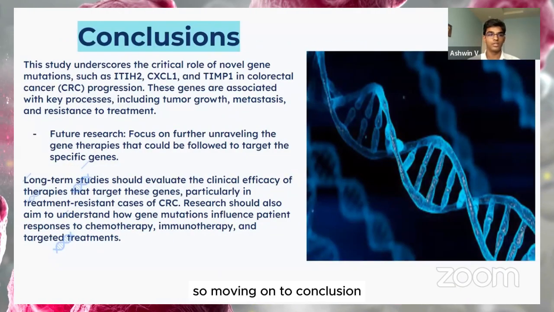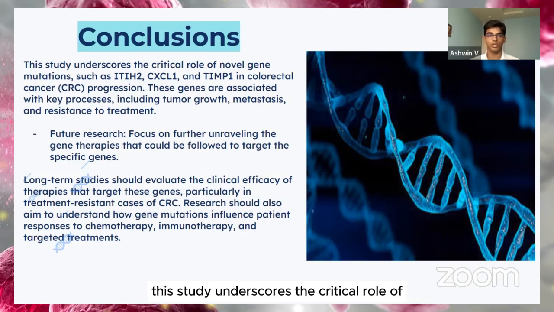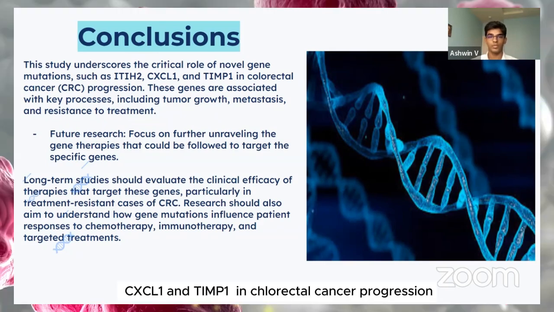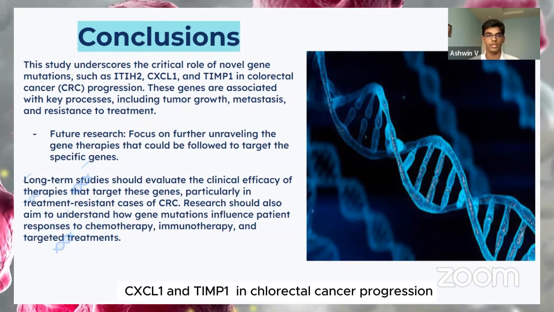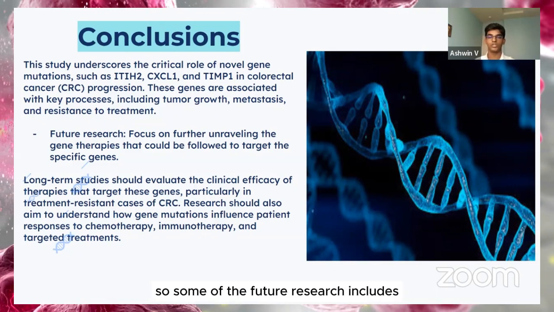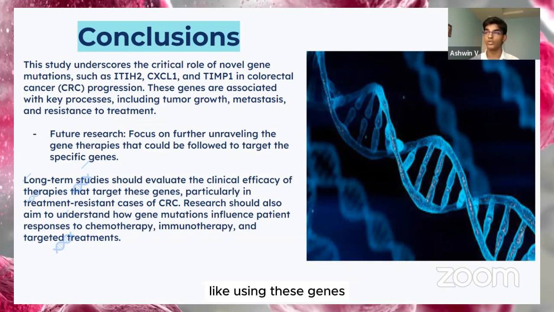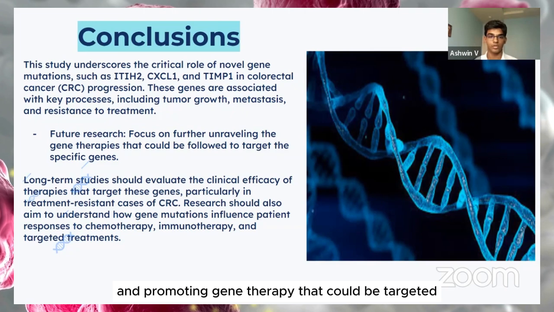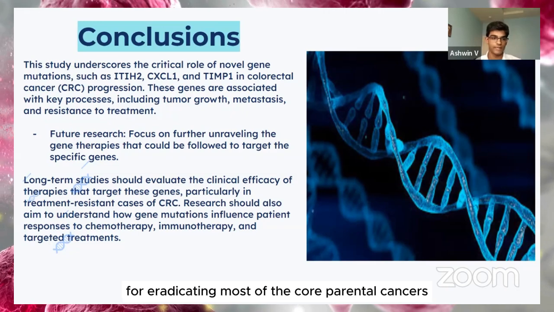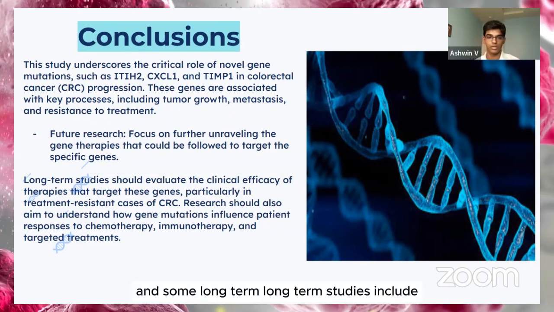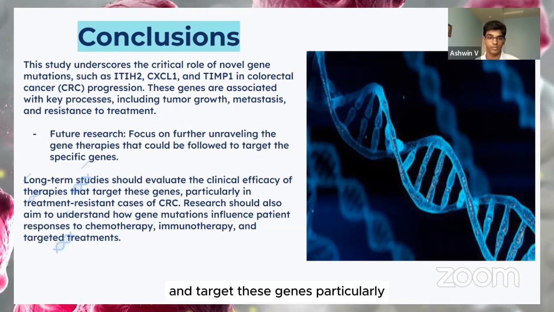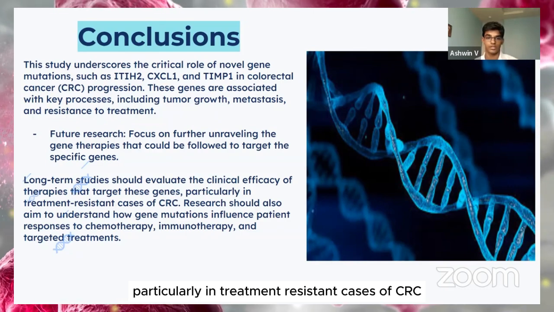So moving on to the conclusion, this study underscores the critical role of gene mutations such as ITIH2, CXCL1, and TIMP1 in colorectal cancer progression. And these are associated with tumor growth, metastasis, and resistance to treatment. Some of the future research includes using these genes and promoting gene therapy that could be targeted for eradicating most colorectal cancers. And some long-term studies include evaluating the clinical efficacy of these therapies that target these genes, particularly in treatment-resistant cases of CRC.